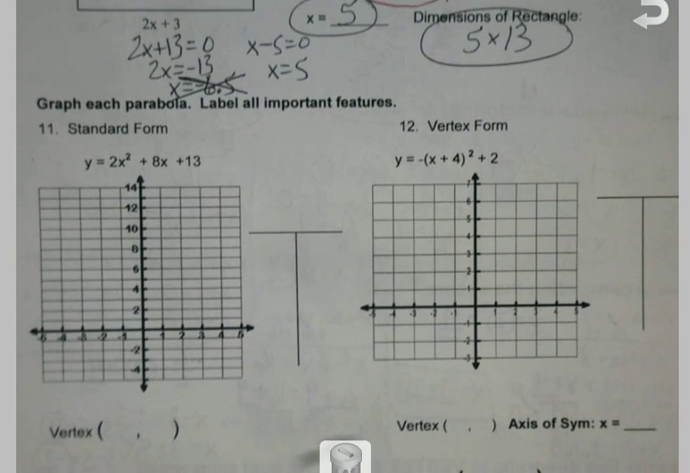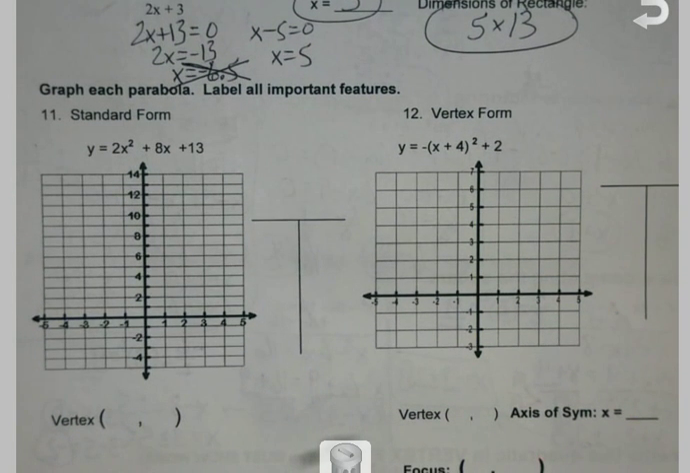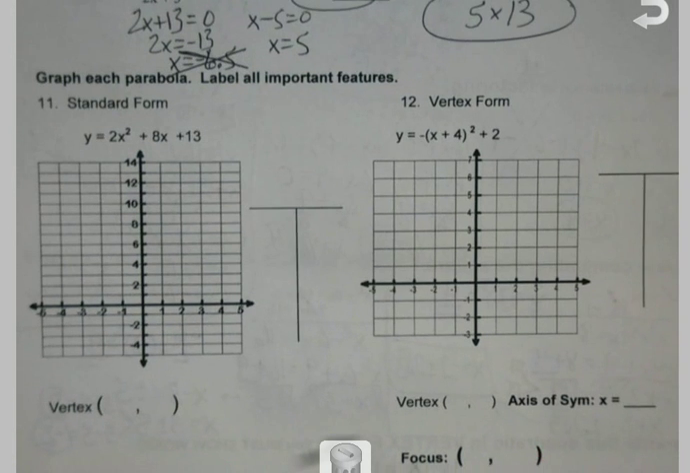Aren't all these questions in the backside like really old? Really old? No, actually.